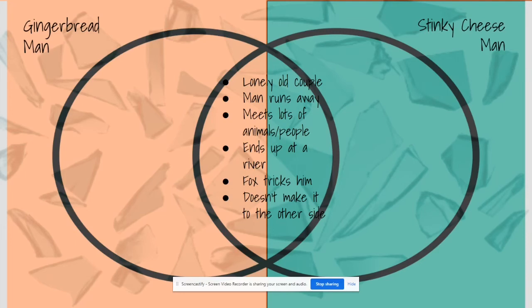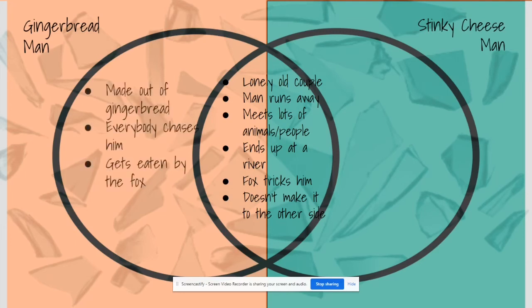On the other hand, we have the Stinky Cheese Man, who instead of being made out of gingerbread is made out of cheese, which makes him smell really bad. You have to wonder what kind of cheese that old lady had sitting around her house. The Stinky Cheese Man, nobody's chasing him. They all think he's gross. They go the opposite direction, unlike the gingerbread man, who had everyone chasing him. And finally, instead of being eaten by the fox, the Stinky Cheese Man falls into the river, where he kind of just breaks apart into pieces. Okay, those are the two stories. That is the end, as they say in fairy tale land.